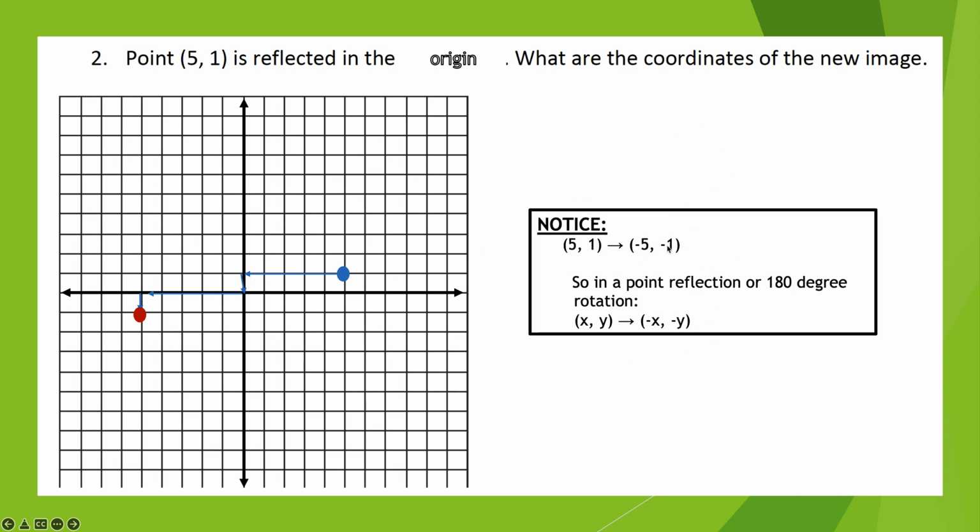So 5, 1 became negative 5, negative 1. So in a point reflection, which is also a 180-degree rotation, in general, (x, y) becomes (negative x, negative y). 5, 1 to negative 5, negative 1; (x, y) to (negative x, negative y).